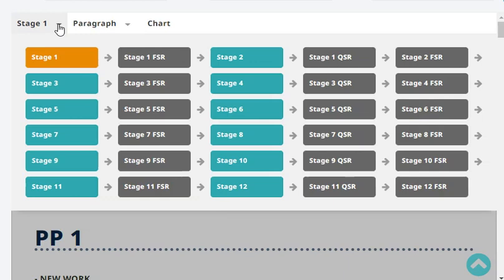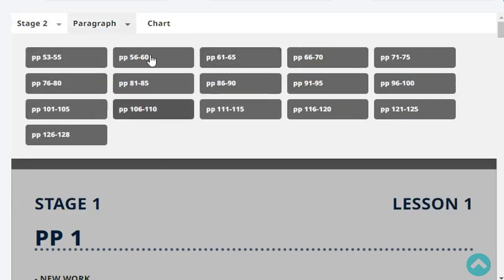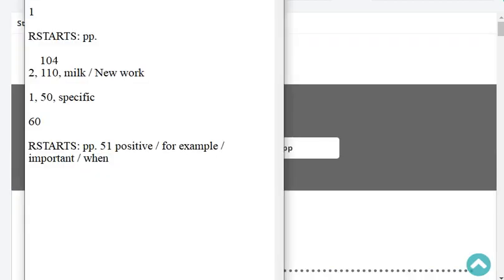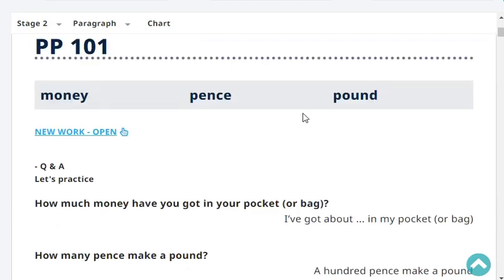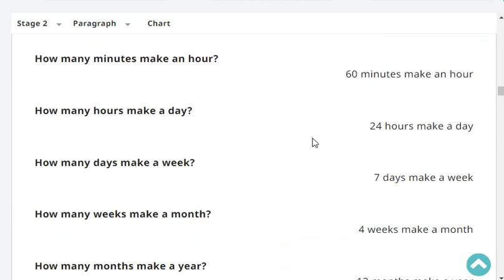Page 110. Okay, and our last head word was milk, newer type of lesson. Okay, so let's start with our revision. Ready? Yes. Okay, here we go.